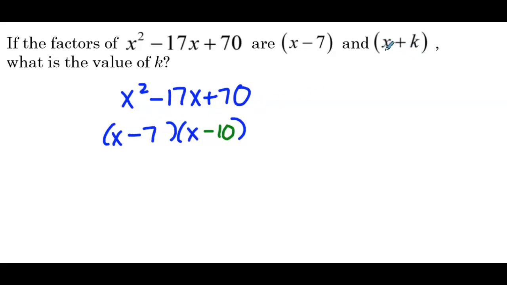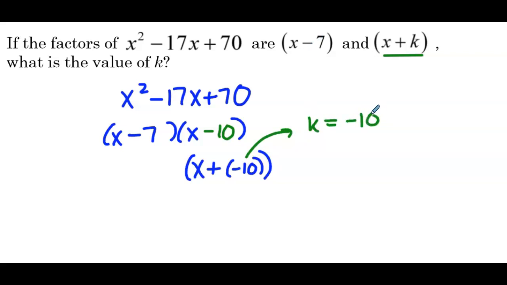Now they told us that it's x plus k. So if we rewrite this factor with an addition sign, it'd be x plus negative 10. So that means that k equals negative 10.